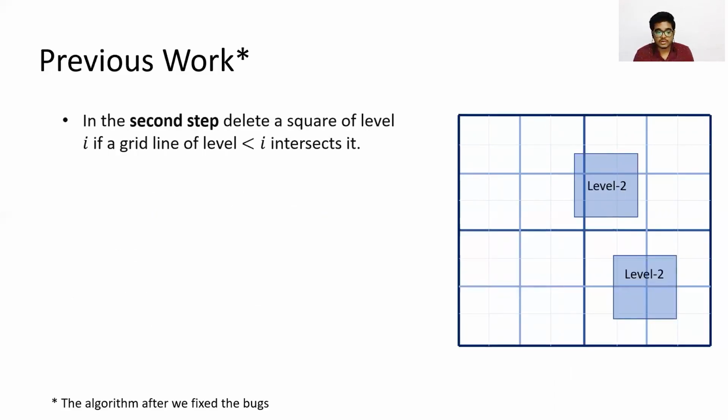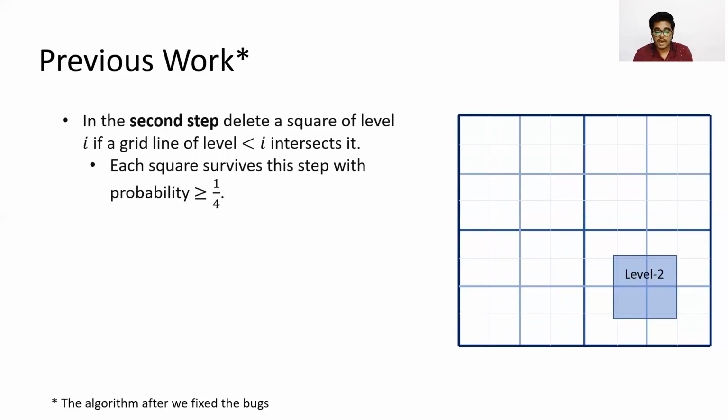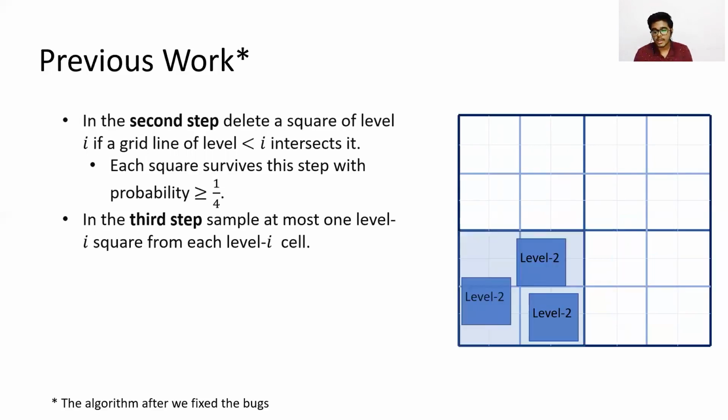So what is the second step? We delete a square of level i if a grid line of lesser level intersects it. And this can happen with probability at most 3/4. So in expectation, 1/4 of the squares survive this step. And again, a cell can have as many as 9 level i squares. So we just want one of them. We'll sample just one of them.